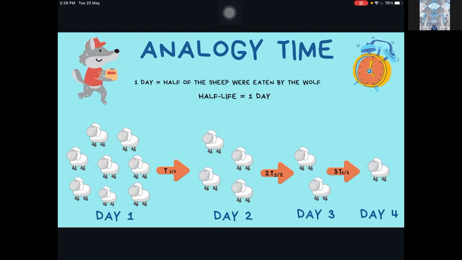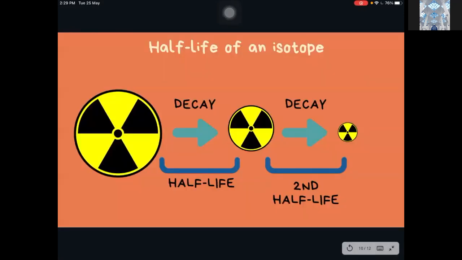Based on this analogy, it's the same in the real situation when we talk about the radioactive decay of an isotope, where the original number of nuclei decreases to half of its original, from 1 million to 500,000, for example, and from 500,000 it decreases to 250,000. This is the first half-life and the second half-life in the situation.